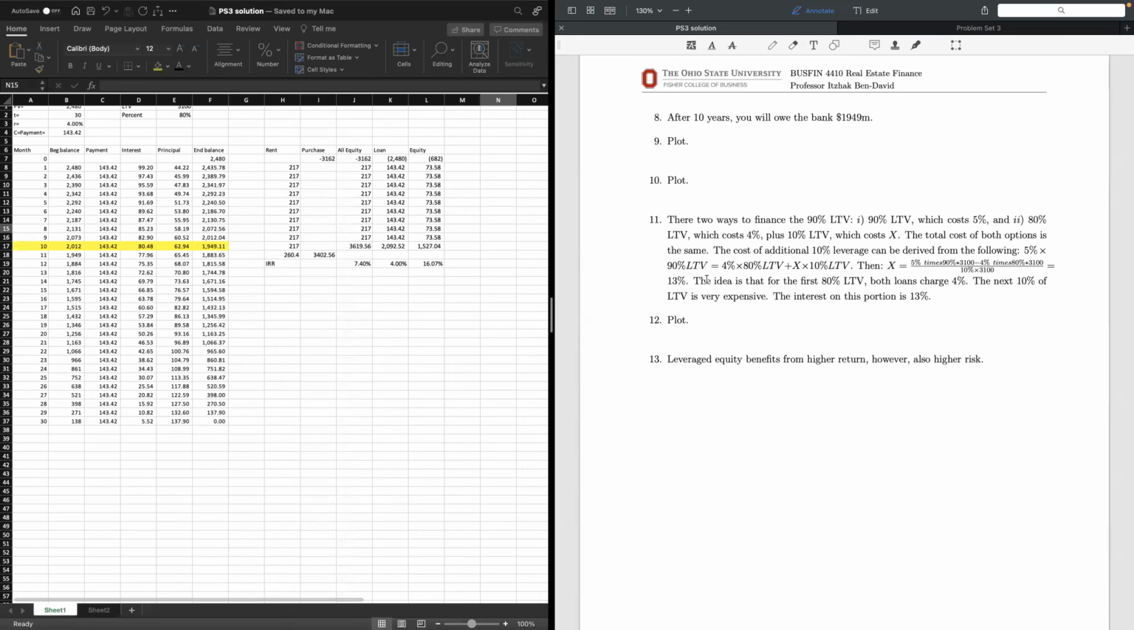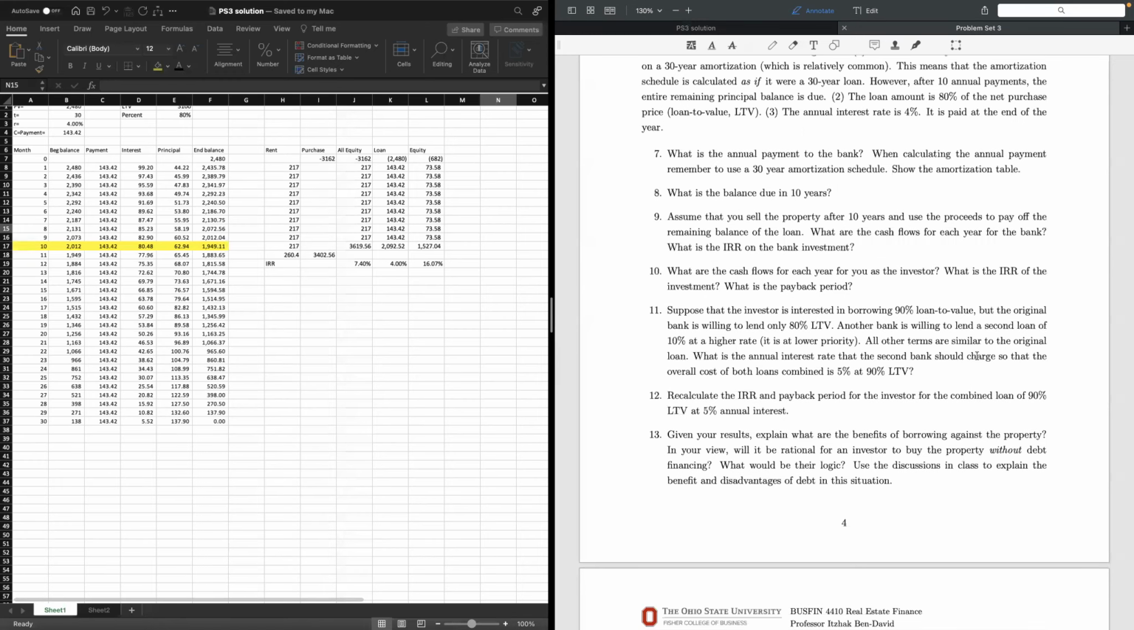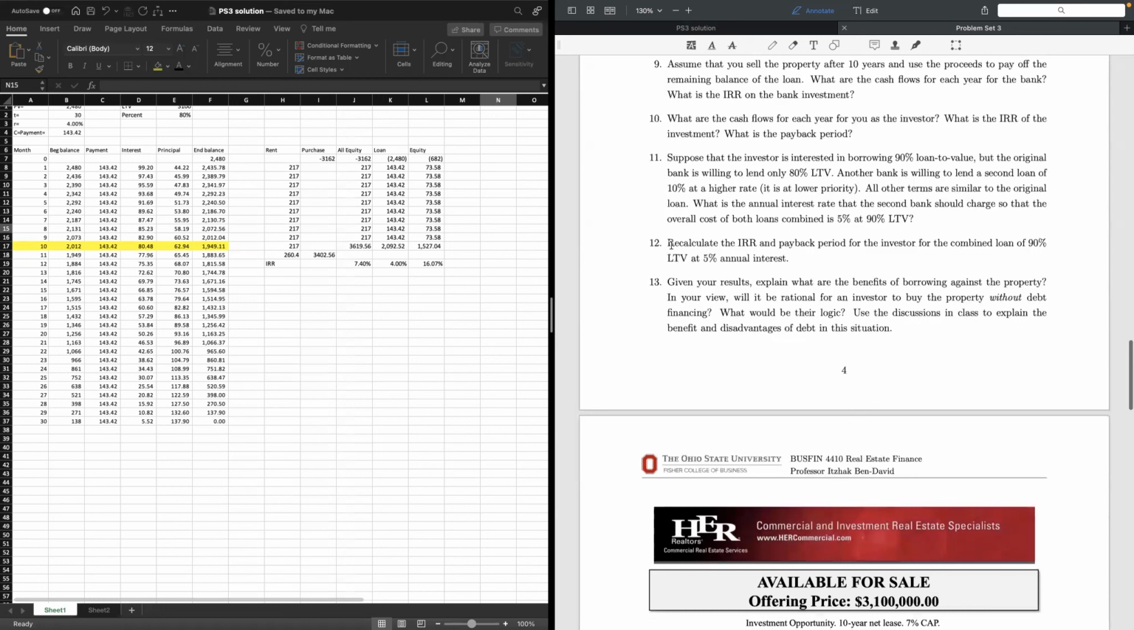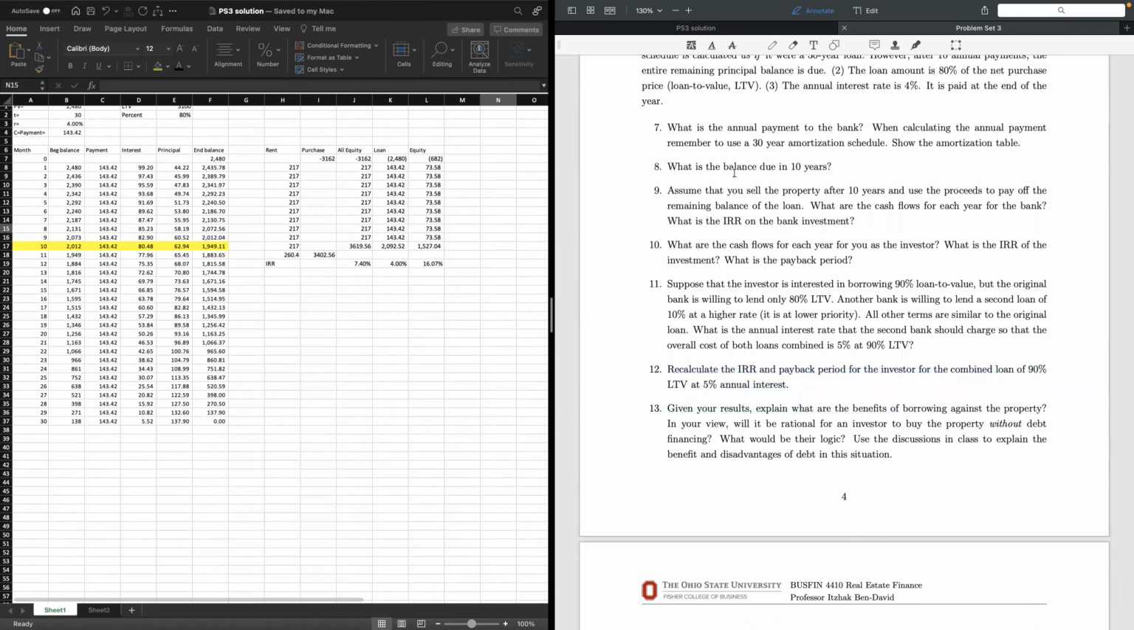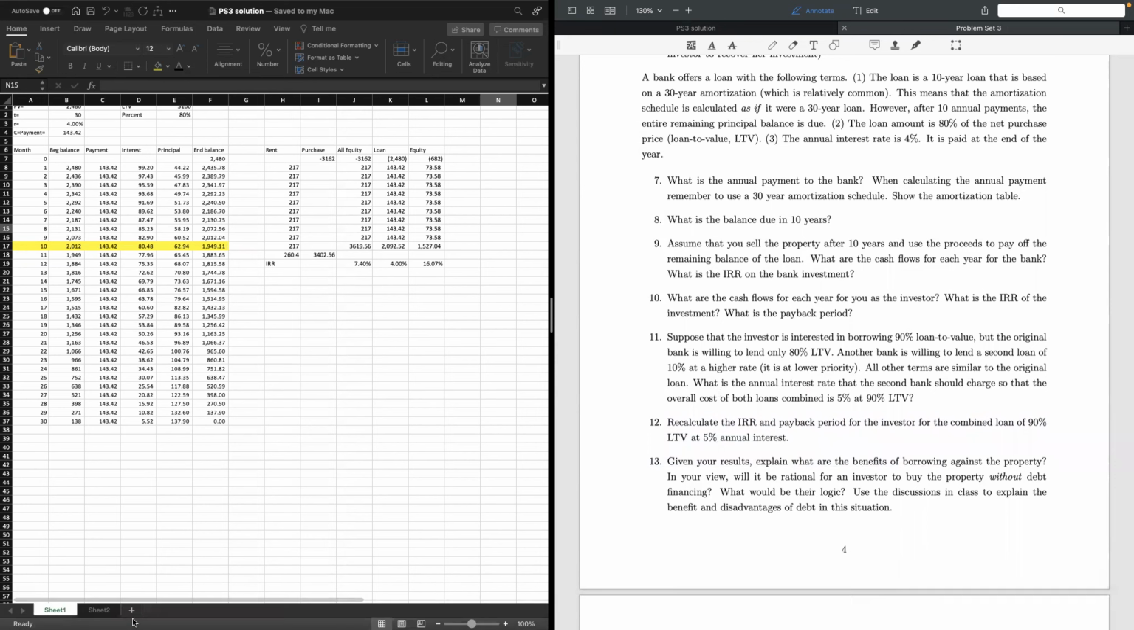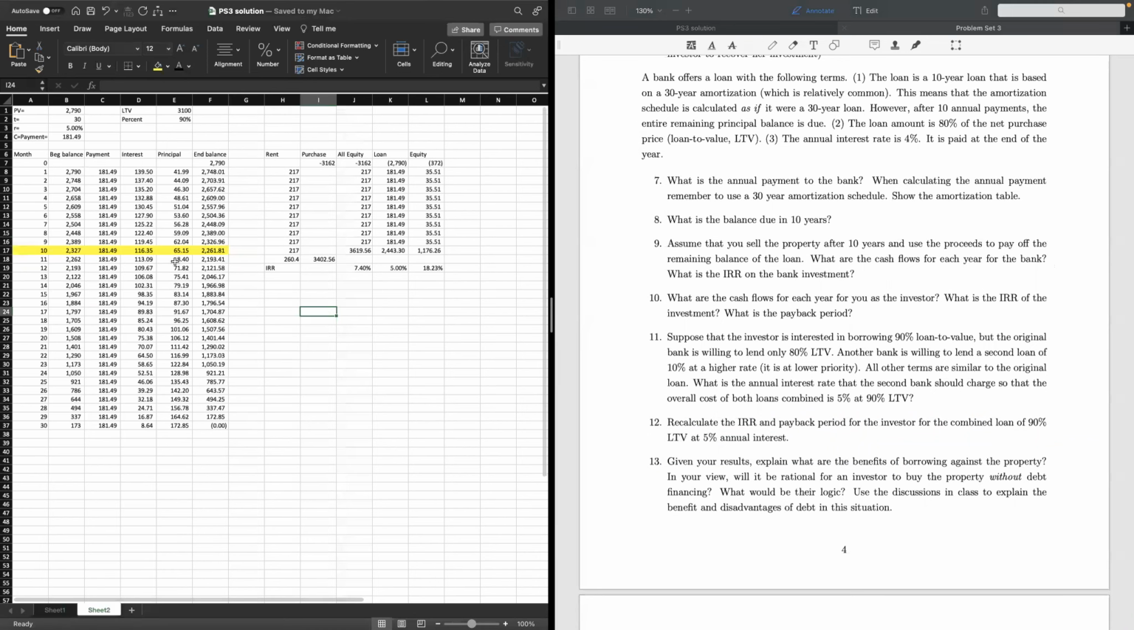So just to make sure you understand here. Let's go to problem 12. Recalculate the ARR and the payback period for the investor and the combined loan of 90%. So basically it's asking problems 7 to 10 again on the new loan, which is 90% LTV at 5%. Here is my new spreadsheet. The present value will be higher. Present value means the loan amount toward the bank. And the time period doesn't change.